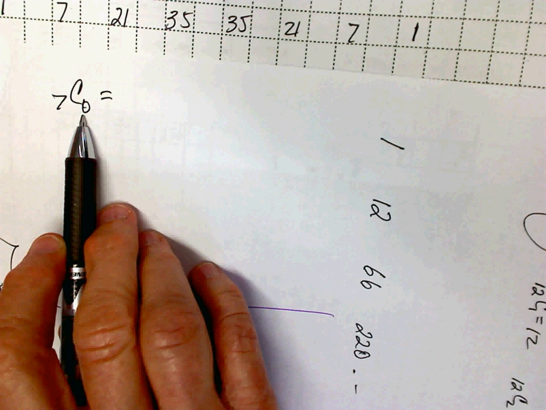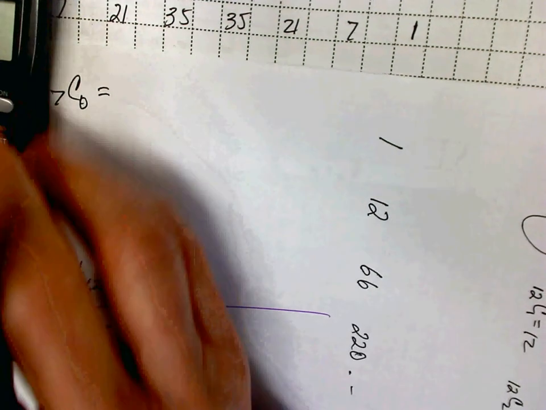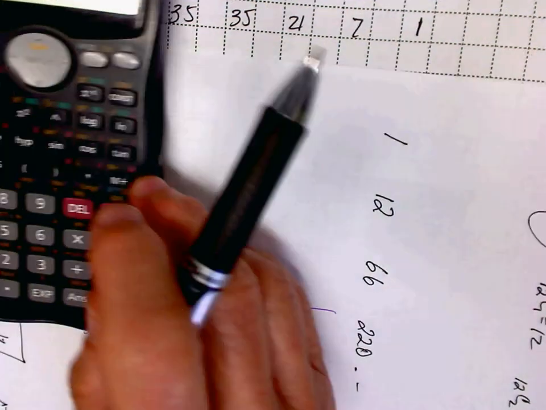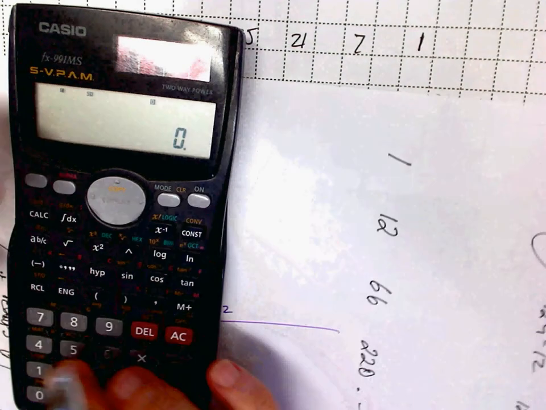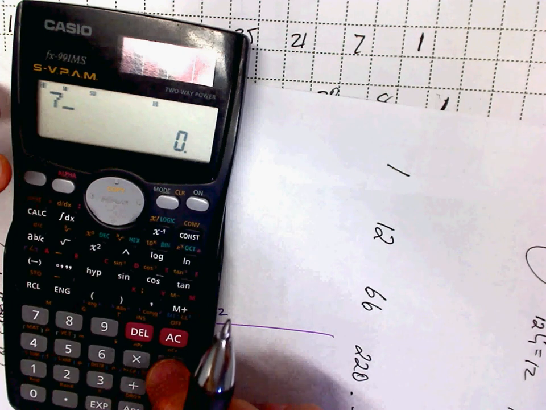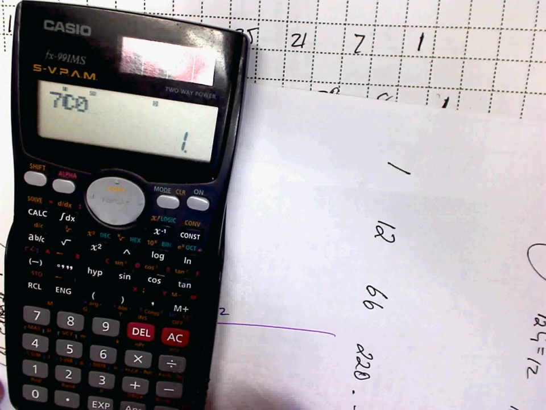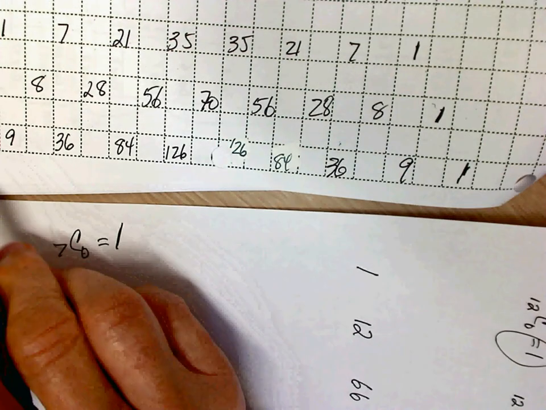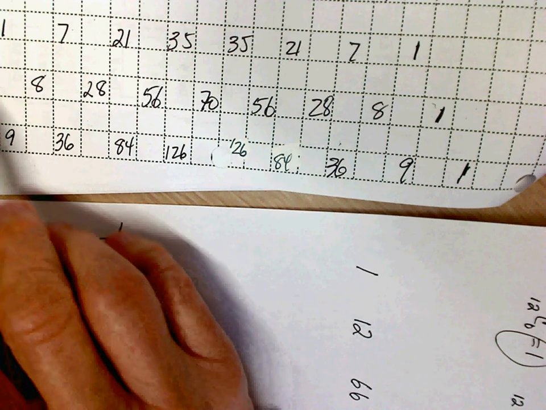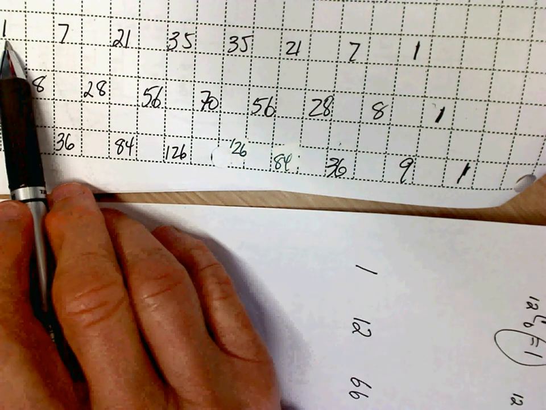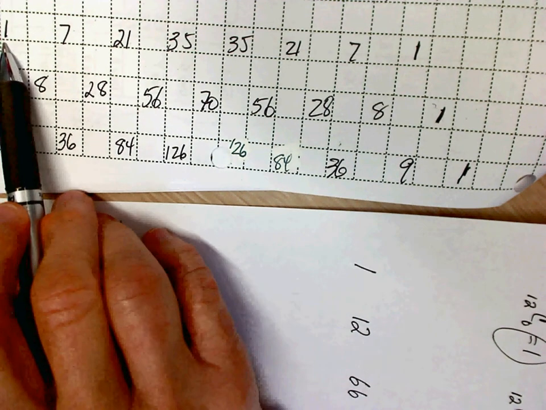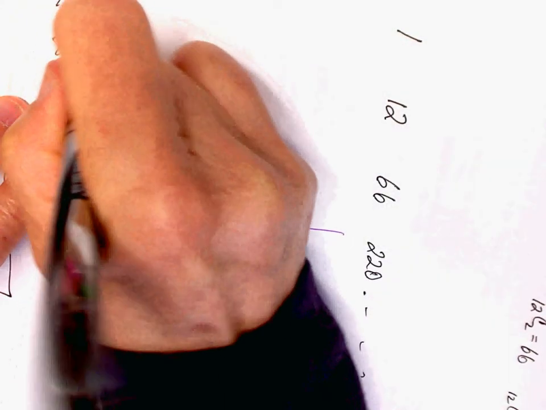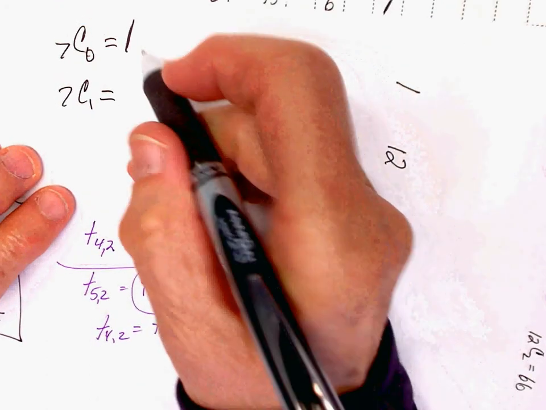If I were to go into my calculator, I don't think you need to see it, but 7 shift nCr 0 equals 1. See how I got the first term? Now, if I want row 7, this is position 0, and I want position 1, 7 choose 1 equals, what do you get when you type that in? What's 7 choose 2?